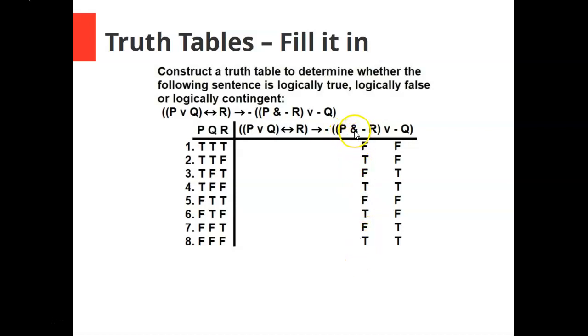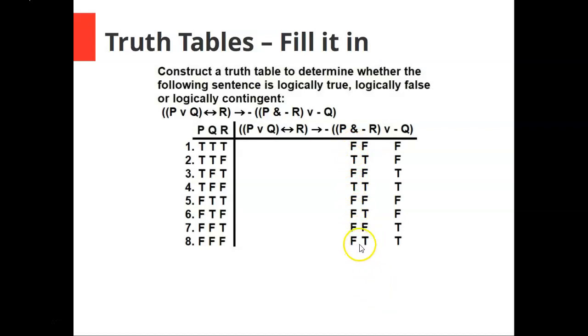Again, it's a conjunction of P and not R. So we look at the P column and the not R column, and we apply the rule. A conjunction is only true when both conjuncts are true. We look on lines 2 and 4. Those are the only lines in which both conjuncts are true. So we get F, T, F, T, F, F, F, F.